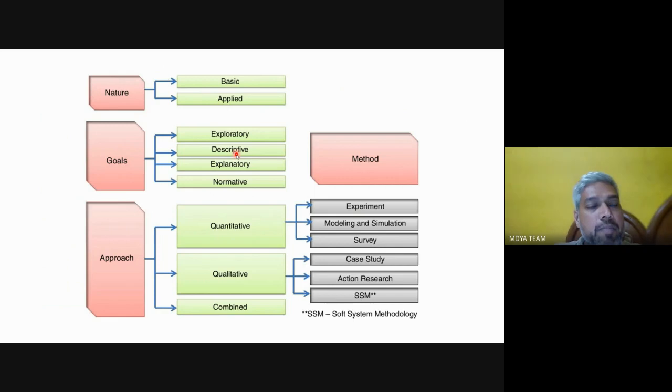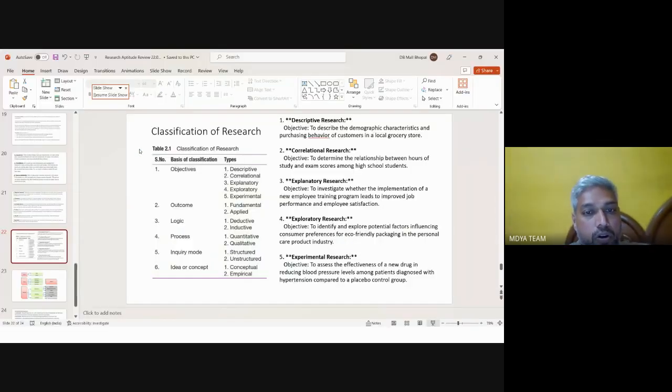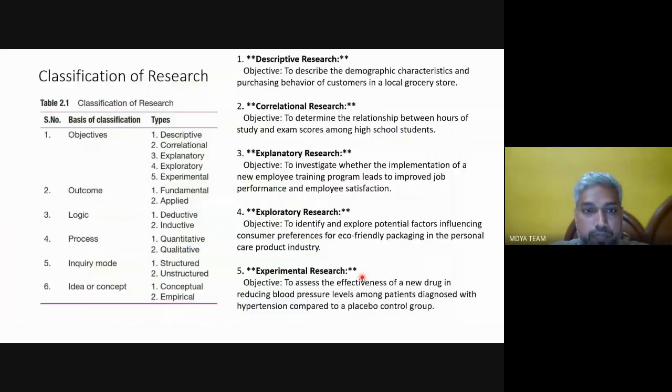Now if your variables are describable, you go for descriptive research, right? And now if you have a variable which can be explained, you will select explanatory research. So in this way the objective is the basis of your research. It means you classify your research on the basis of objective. All these bases will come in your classification.